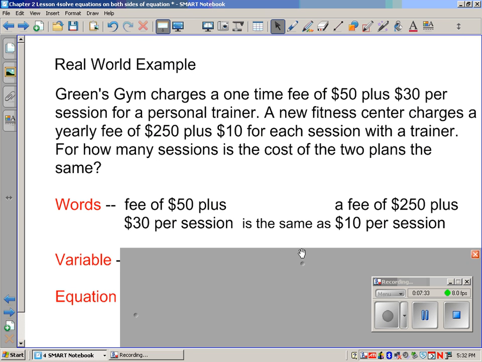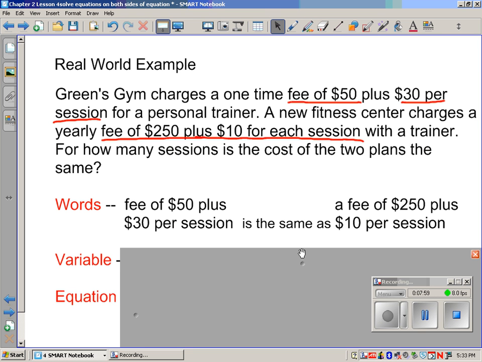Okay. What you should have circled or underlined is the fee of $50 plus $30 per session. That's important for the Green's Gym. And then also for the new fitness center, a fee of $250 plus $10 fee for each session. Okay, that is the important information out of the word problem.